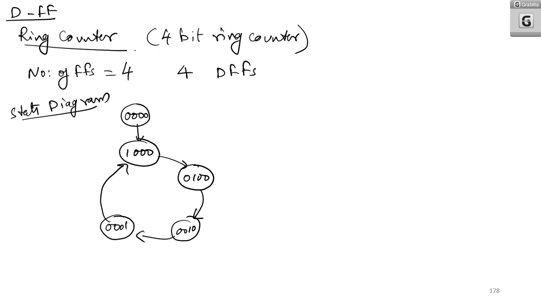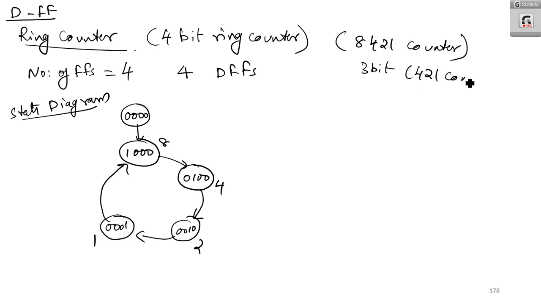So this is the basic state diagram of a ring counter. The valid states are 8, 4, 2, and 1. So this ring counter is also known as 8421 counter if it is a 4-bit counter. Whereas if it is a 3-bit counter, it becomes a 421 counter. That means 000 is not there. We can start from 100, 010, 001, then come back to 100. It will go like that.